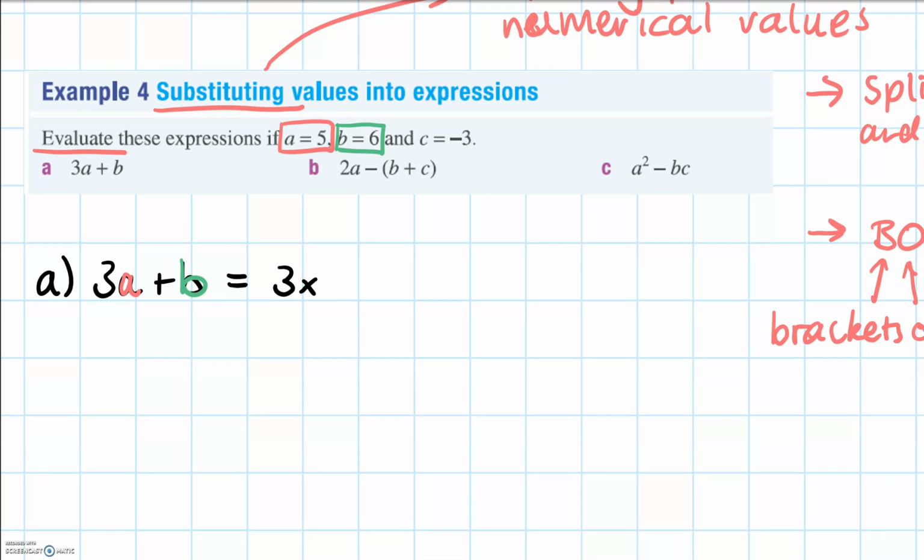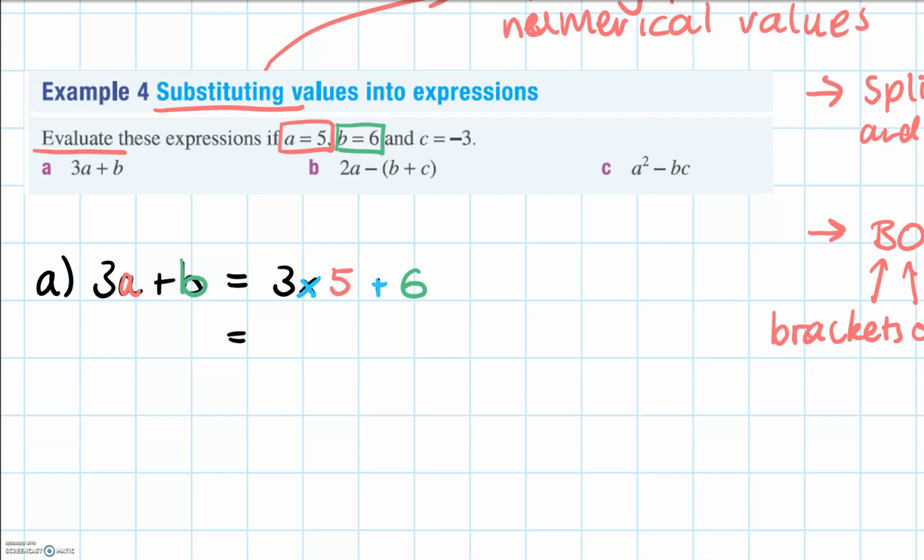So I'm going to replace it with 3 times 5, because that is the value of A that we're going to substitute in. Then we're going to do plus, what's the value of B? B is equal to 6. So I'm going to do 3 times 5 plus 6. Here, this is where you need to use your BODMAS. Which operation comes first? Do I do my multiplication first, or do I do my addition? Well, hopefully you remember, I'm doing my multiplication first.